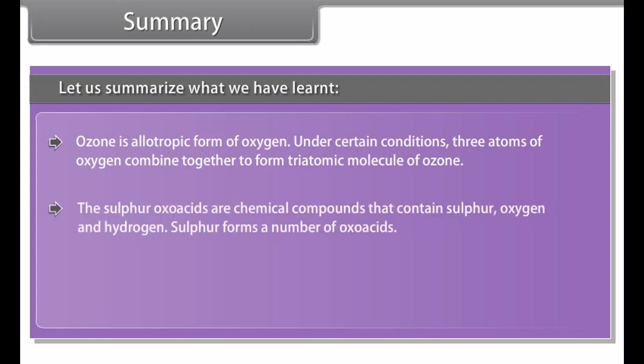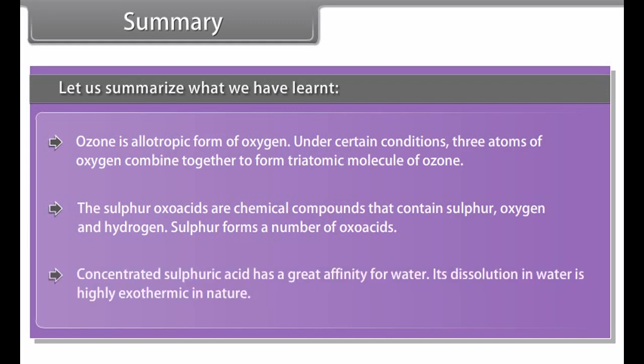The sulphur oxoacids are chemical compounds that contain sulphur, oxygen, and hydrogen. Sulphur forms a number of oxoacids. Concentrated sulphuric acid has a great affinity for water. Its dissolution in water is highly exothermic in nature.